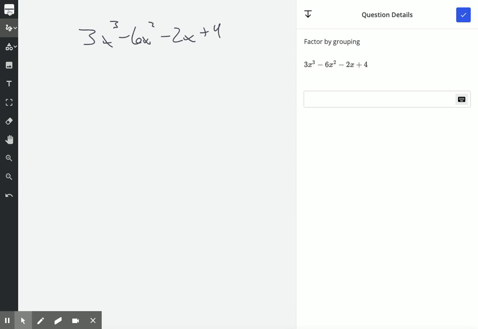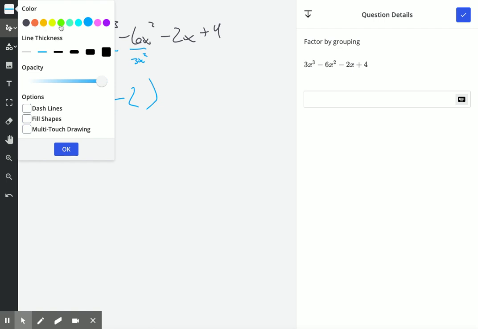What I need to do is first look at my first pair. Is there a GCF amongst the first pair? Well, yeah. If I look at 3 and -6, I have a 3. It's positive because it leads with a positive. Do they all have a letter in common? x. What's the smallest exponent? 2. When I divide both terms by 3x squared, I get a binomial back. I have x minus 2.